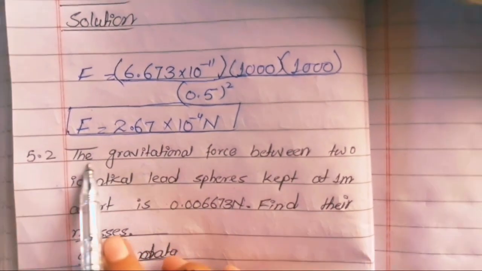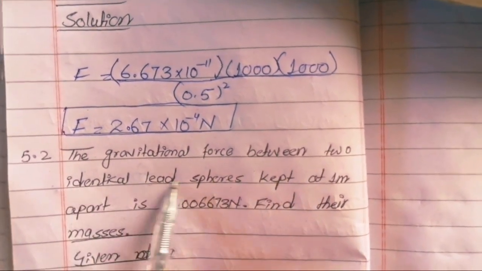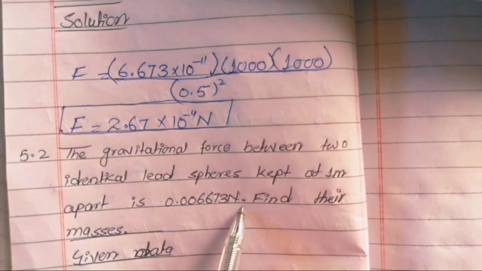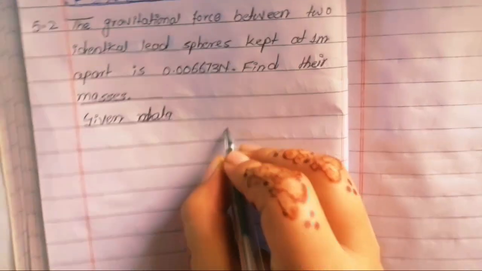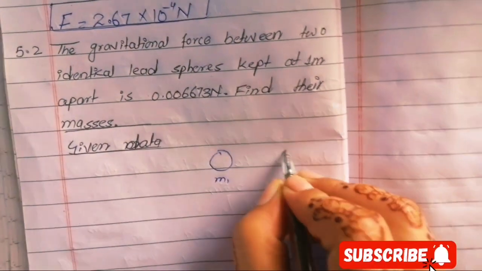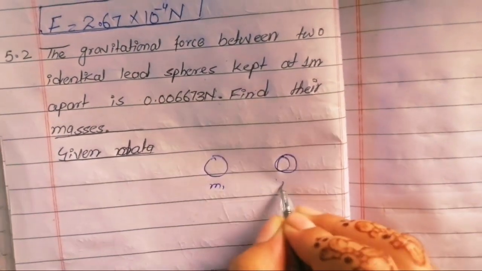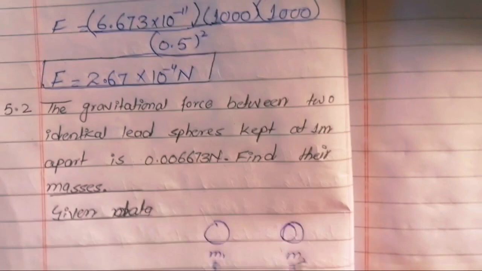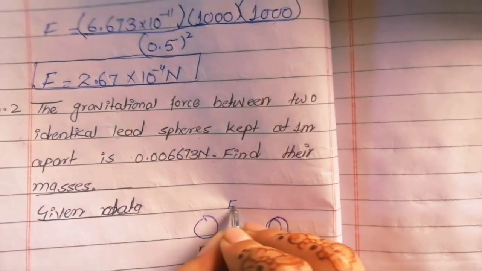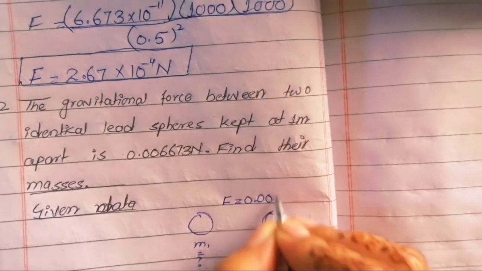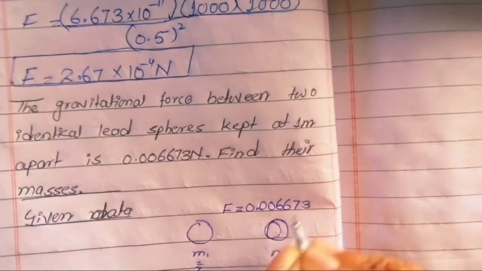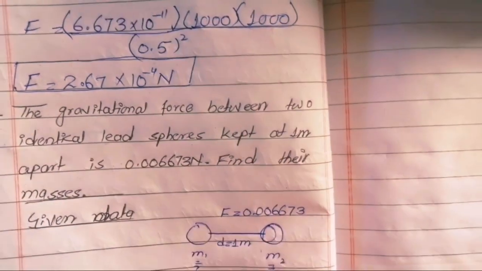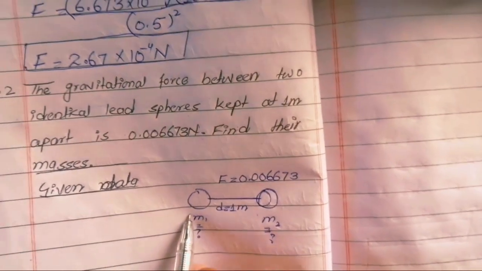Numerical 5.2. The gravitational force between two identical lead spheres which are kept 1 meter apart is 0.00673 Newton. Find their masses. Now we have the two masses M1 and M2, and we don't know their masses, but the gravitational force between these two masses is 0.006673, and the distance between these two spheres is equal to 1 meter. Here we have to find out the value of masses M1 and M2.